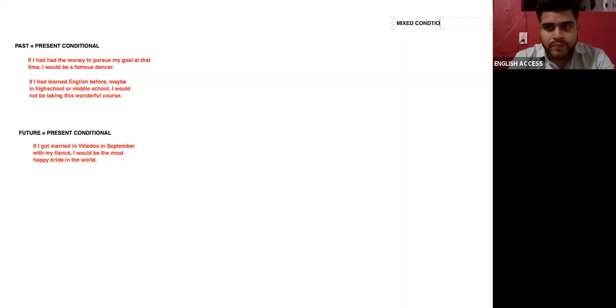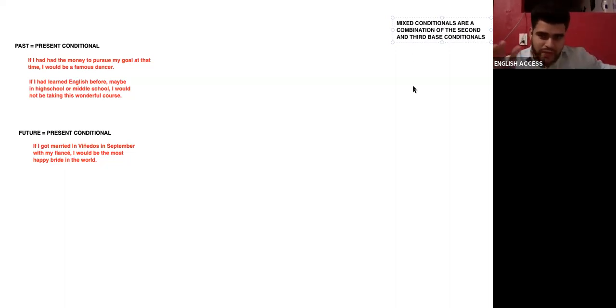Mixed conditionals are a combination of the second and third conditionals. If you remember the last two conditionals we did, hypothetically in the present and hypothetically in the past, we only use those to mix it, right? Let me give you the structure. I'm going to leave the structure up here so you can kind of see them.